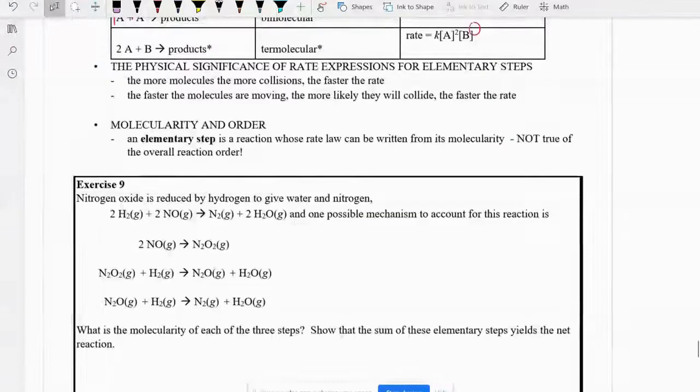Okay, so a couple of things, and you already know this from the beginning of the unit. When you're talking about rate expressions and elementary steps, there's a couple of things that will affect the rate. You know that if you have more molecules, so if you have a higher concentration, you're going to have more collisions, and hence the rate will be faster. Also, if you've got molecules that are moving faster, so we're looking at temperature here, because temperature is directly related to the kinetic energy or the moving energy of those molecules. The more they're moving about, the more likely they're going to collide, and of course, the rate would increase, right?